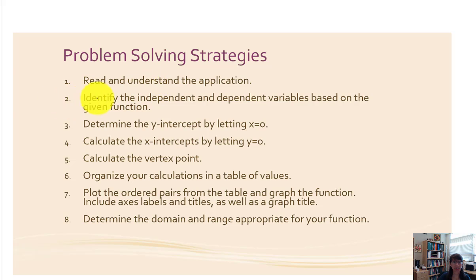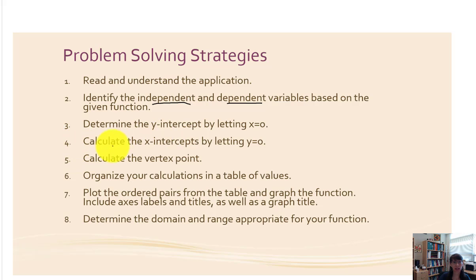Step 2. Identify the independent and dependent variables based on the given function. So we are going to be using variables, and we will define those variables as being either independent, which is input, or dependent, which is the output. Step 3, determine the y-intercept by letting x equal 0. That's important to us because it will generate an ordered pair for us to plot on the graph.